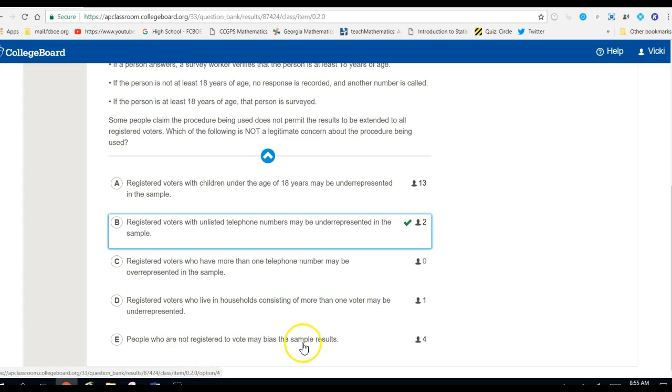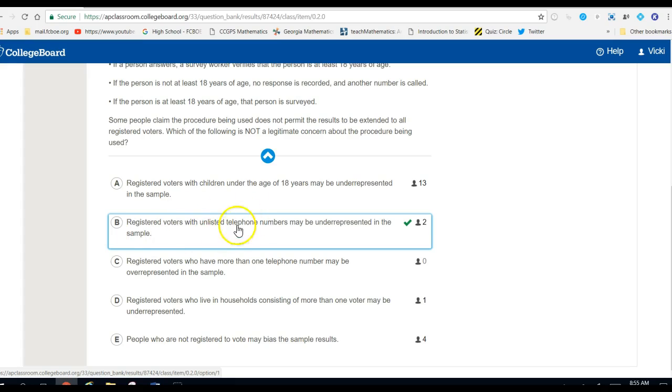E, people who are not registered to vote may bias the sample results. Absolutely, because you're not just looking at registered voter numbers, you're looking at all possible numbers. So E is also a problem. It is a legitimate concern. B is the only one that isn't, and here's why. Registered voters with unlisted telephone numbers may be underrepresented in the sample. And I think what may be going on with this one is you may not understand the term unlisted telephone number. An unlisted number means you have a home phone, but it's just not in the phone book or the directory that you might look up and call someone from.